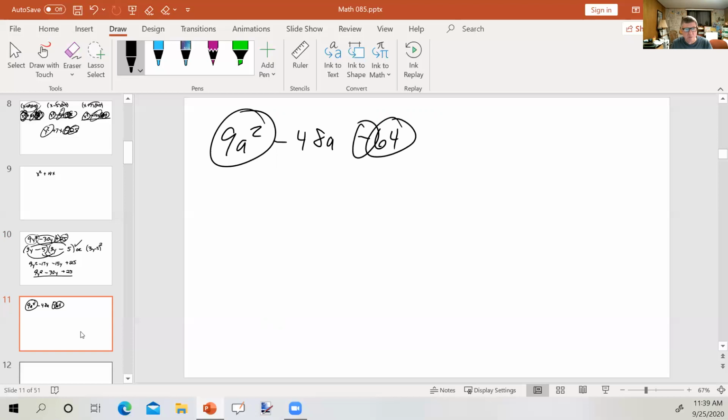Now, it might be factorable, but I want to just focus on the perfect squares right now. So not a perfect square. So we'd have to go back and use grouping or trial and check to see if we can factor it. Okay?